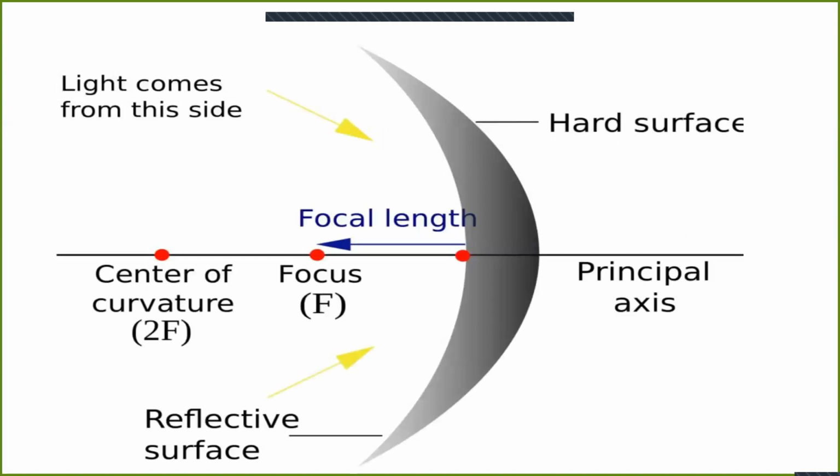This is the diagram. See, the outward part is polished. The inward part is the reflecting surface. When light comes and falls on the inward part, all the light rays will be reflected back, and the reflected rays are convergent. That's why this mirror is called a converging mirror.